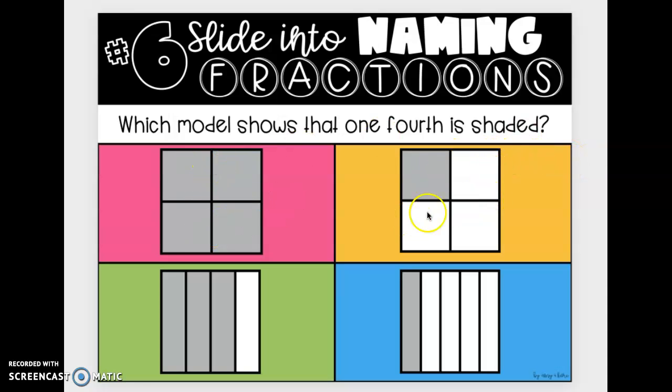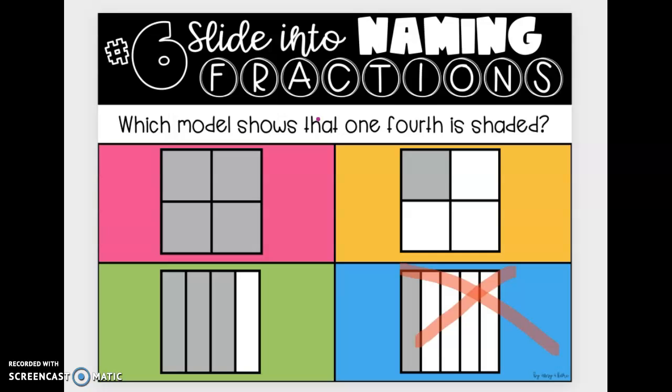This square is in fours. Let's check this one. 1, 2, 3, 4. Yep, that's in fours. 1, 2, 3, 4, 5. Ooh, that one is not in four, so let's X that one out. All right, let's look and see what we have next. So we need to find which one shows one fourth. So one fourth means one out of the four squares are shaded. Which one matches that description?